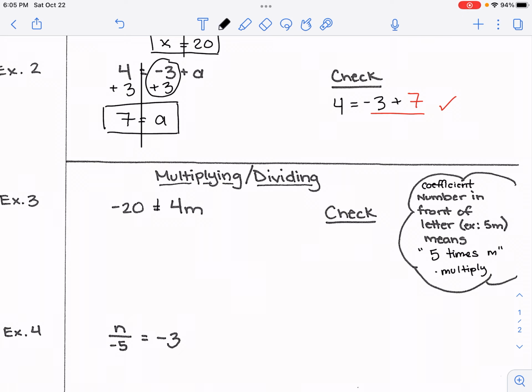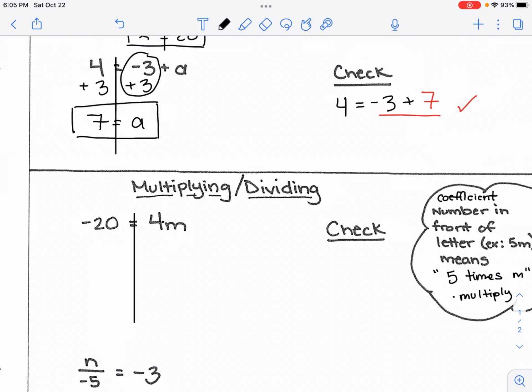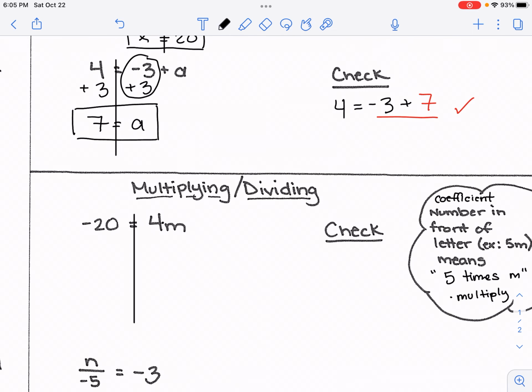So let's go through example 3. The example is -20 equal to 4m. Now this means 4 times m. I'll put a dot for multiplication, right in between. But many times I'll see students look at this and say, okay, we have a positive 4, let me subtract 4 from both sides. Well, not quite. You have to ask yourself, what is that 4 doing in relation to the m? It's multiplying. So ask yourself, what's the opposite of multiplying by 4? It is to divide by 4.